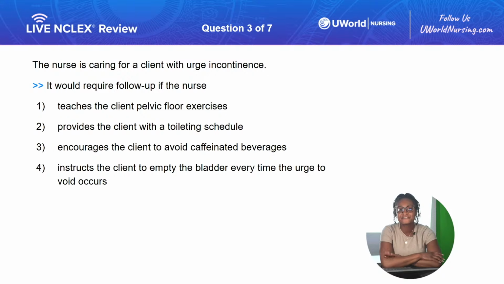The nurse is caring for a client with urge incontinence. It would require follow-up if the nurse does what? Option 1, teach the client pelvic floor exercises. Option 2, provide the client with a toileting schedule. Option 3, encourages the client to avoid caffeinated beverages. And option 4, instructs the client to empty the bladder every time the urge to void occurs.